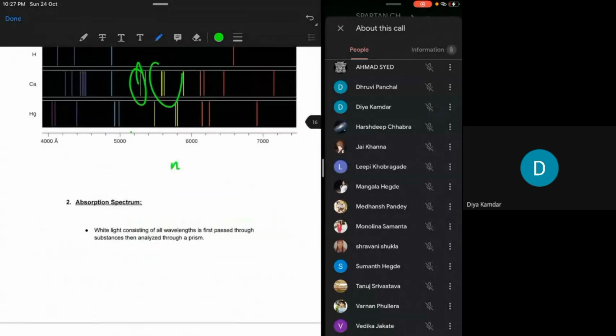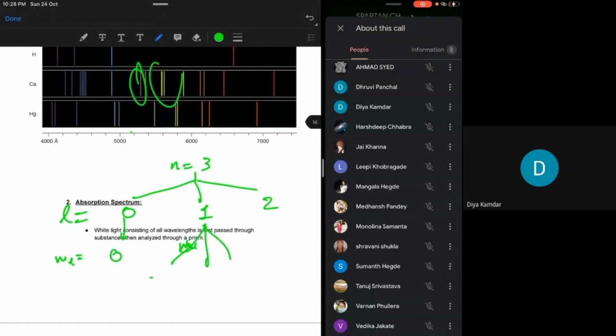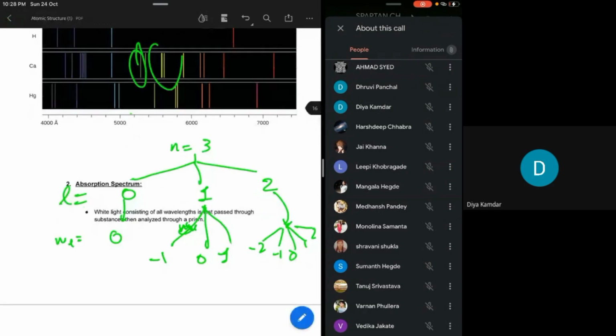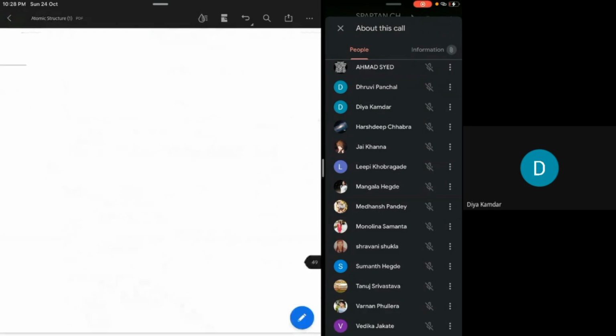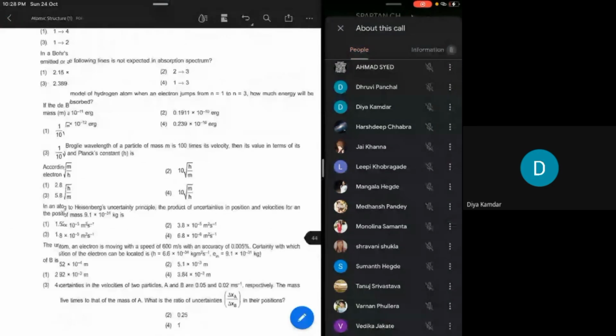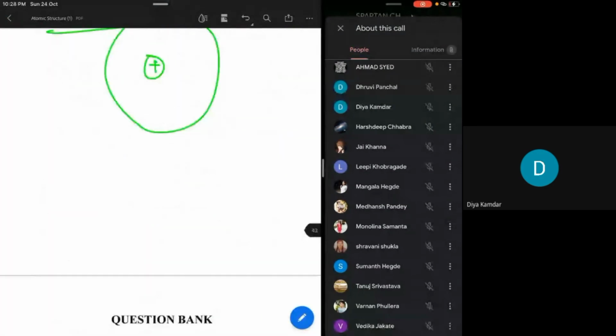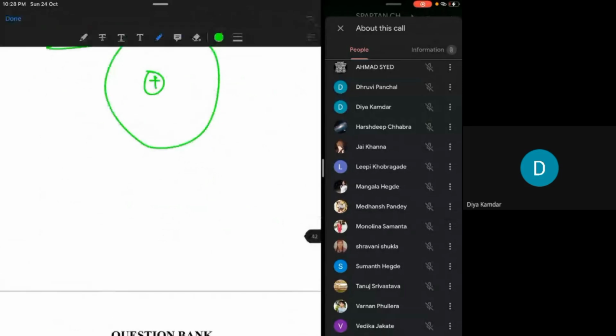Let's say n equals 3, we have l: 0, 1, 2. For each l, we have m_l. m_l is 0 here, it is -1, 0, 1 here, and here it is -2, -1, 0, 1, 2. And this is how we have got the structure of atom, what you all have seen. Did you guys understand? Let me tell you one more thing, just the last topic, and we'll stop here.